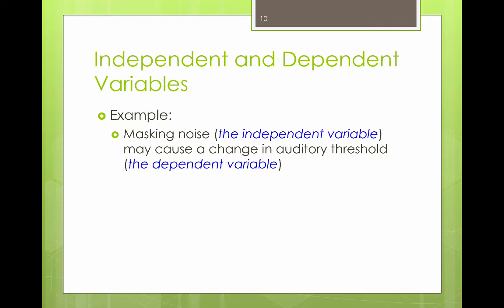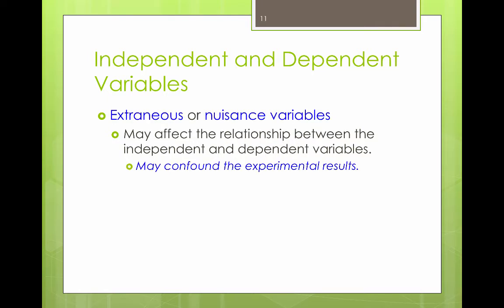Depending on the amount of masking noise, the auditory threshold will change. So as you manipulate the masking noise, you're going to measure a change in auditory threshold. There are also extraneous and nuisance variables that may affect the relationship between the independent and the dependent variable and may confound the experimental results.